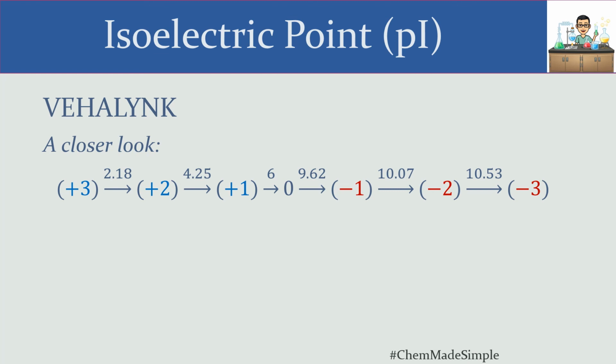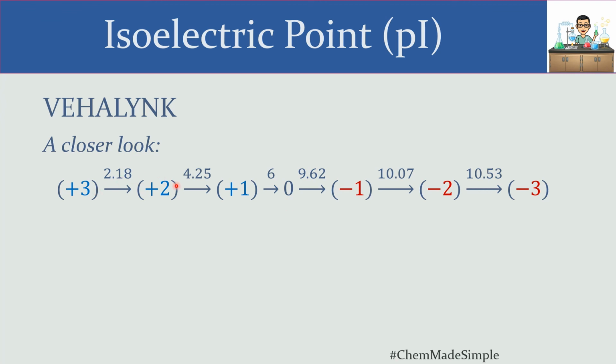What I did here was I put a whole bunch of arrows, and on top of those arrows, I put down the pKa values that we saw from before, from lowest to highest. That's because the lowest pKa value represents your most acidic acid, so that's the one that's going to lose its proton first. When I was at my +3 state, I'm going to start losing my first proton when I get to pHs higher than 2.18. I'm going to lose my next proton at the next pKa value, and the next proton at the next pKa value.